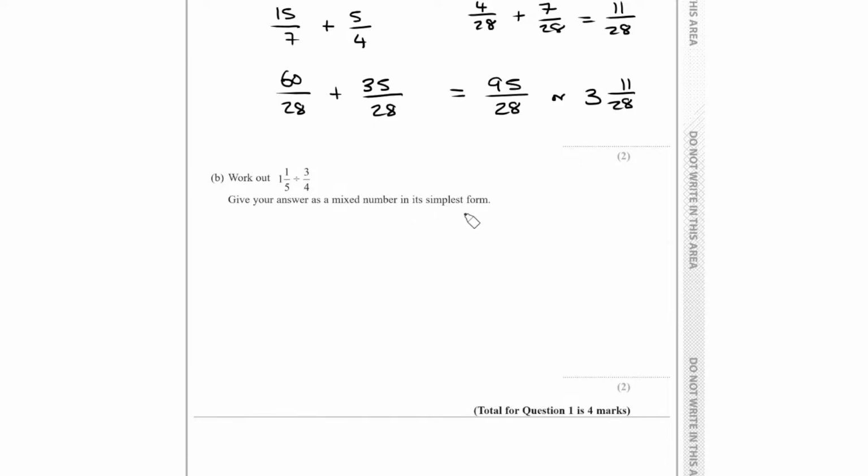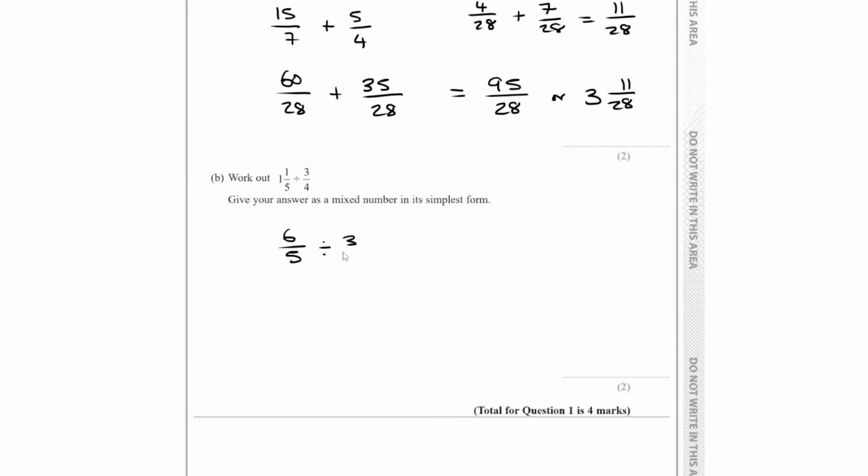So you see how this one has actually specified how to leave it, so you would have to leave it in that format. So I'm going to convert the first one into an improper fraction. So 1 times 5, whole number times by the denominator, and then add the 1. So you get 6/5. The other one is obviously fine, isn't it?